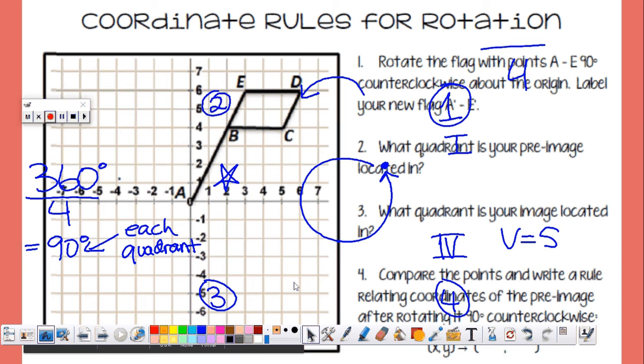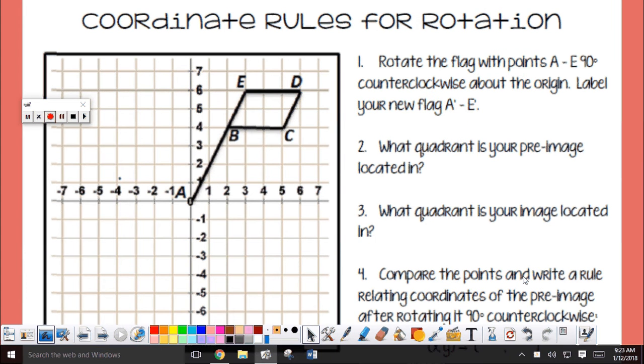All right, let's move on. There's a few things we need to talk about on this page before we actually get to do our rotation. So number 1 says to rotate the flag with points A through E 90 degrees counterclockwise about the origin, and label your new flag A prime through E prime. Okay, first and foremost, number 2 says, what quadrant is your pre-image located in?